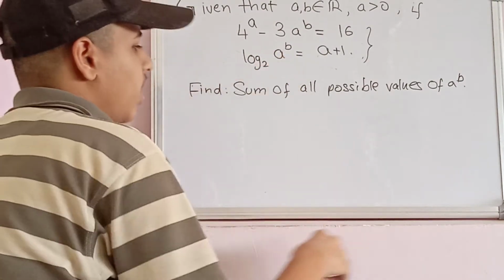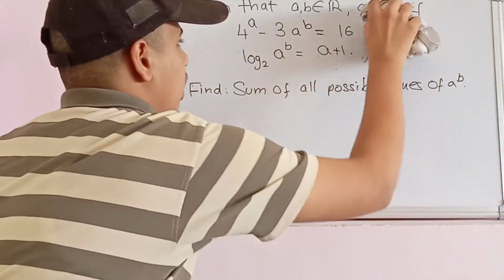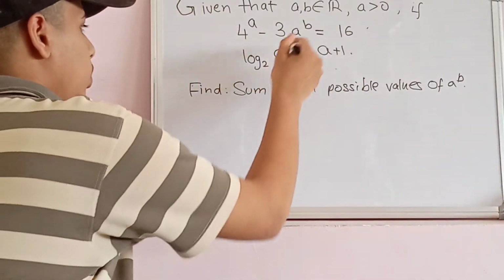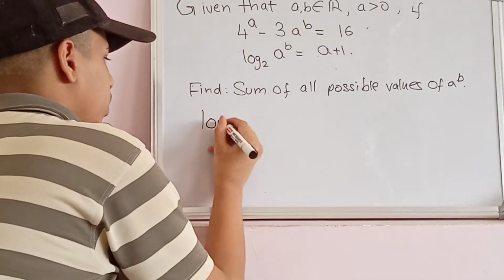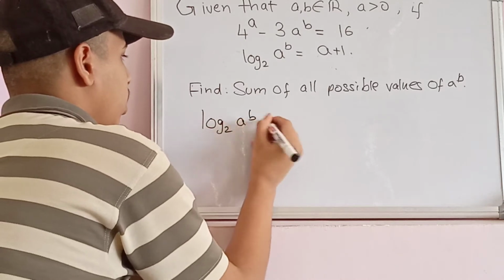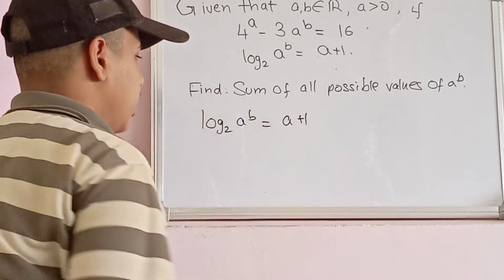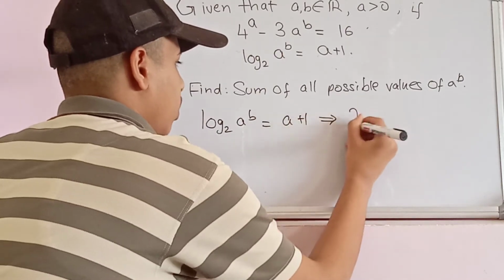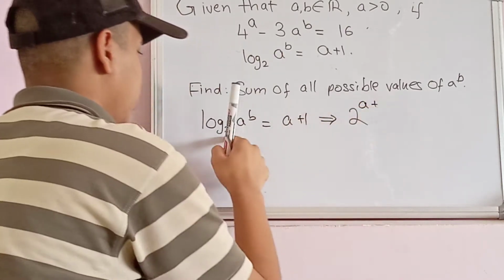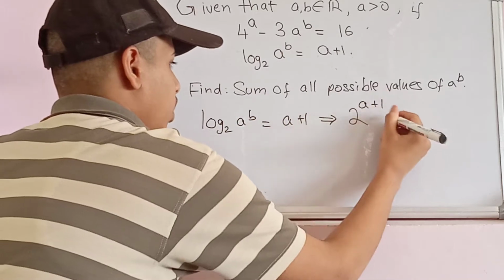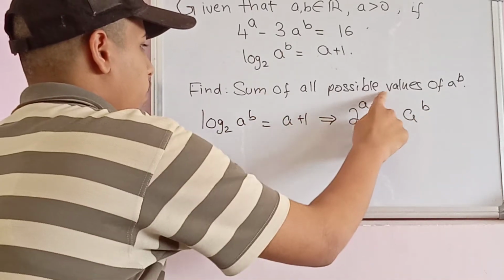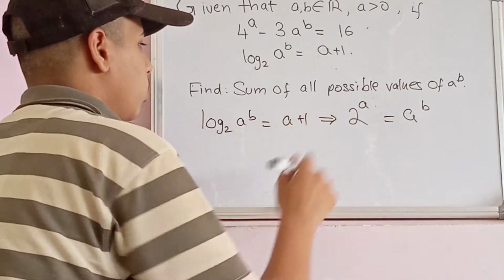Now, every logarithmic equation has an exponential married to it. So this logarithm equation has an exponential that is married to it. This means that 2 raised to this power is equal to a to the b. You can write this as 2 times 2 to the a.